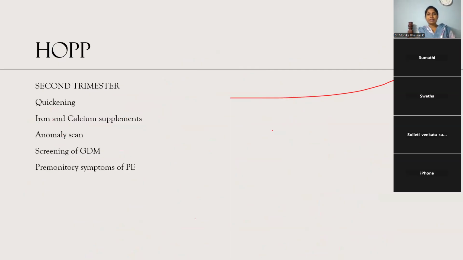Next, what is important with respect to the second trimester? The first important thing you have to ask is quickening. What is quickening? It's the perception of fetal movements by the mother for the first time during pregnancy. What does it emphasize? It tells that the fetus is viable, and also the average gestational age can be computed with the history of quickening. Usually in a primigravida, quickening occurs around 18 to 20 weeks, whereas in a multigravida it is around 16 to 18 weeks. So that is the importance of quickening.